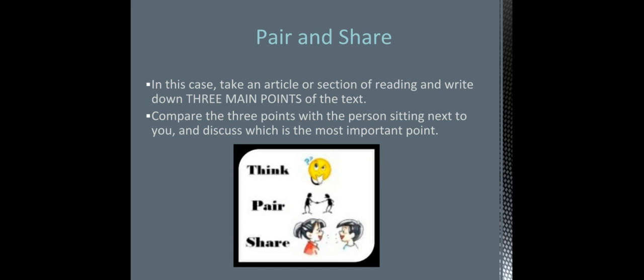The pair share. You've probably heard this phrase before, and the idea can vary from class to class. Basically, you take an article or a section of reading, and you write down 3 main points of the text. Things that are really important, things that grabbed your attention. And you're going to compare the 3 points with the person sitting next to you, and then discuss which is the most important point. The next part is you actually work with your partner to combine your 3 points into a single main idea. As an extension of this, you can then meet up with a peer study group and have a giant discussion over a very large cup of coffee.